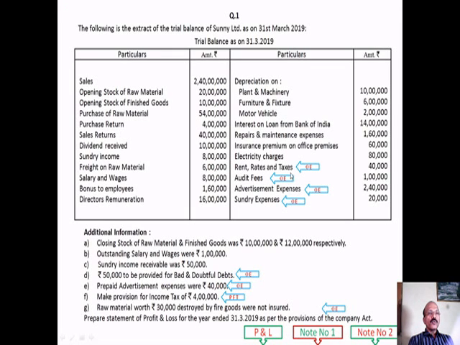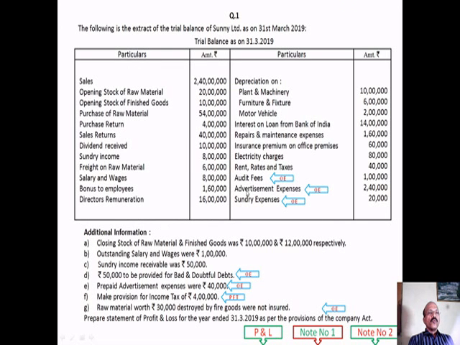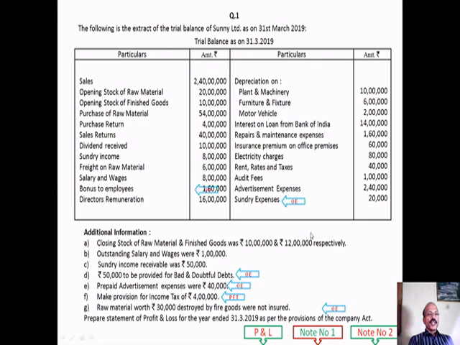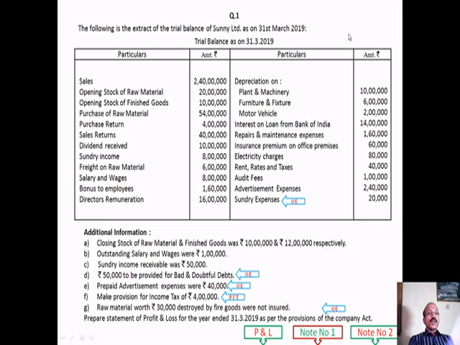After that, we have rent, rates and taxes, 40,000. Rent, rates and taxes 40,000 is recorded with the notes. Further, we have audit fees. Audit fee is also part of other expenses. So we'll charge audit fee 1 lakh to the other expenses. Let us find out what is the next item there. It is administrative expenses, which comes here. Advertisement expenses 1 lakh. Let us find what the next is.